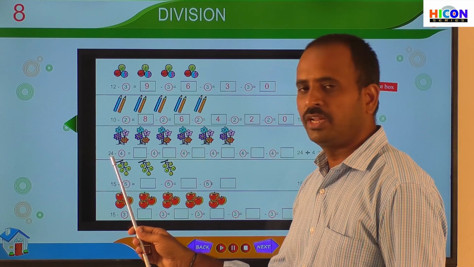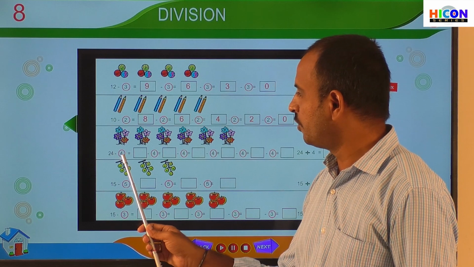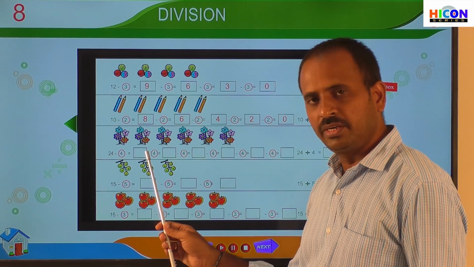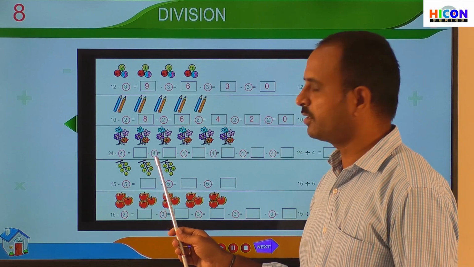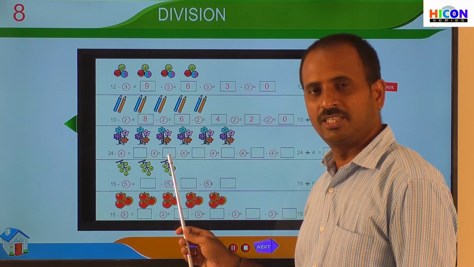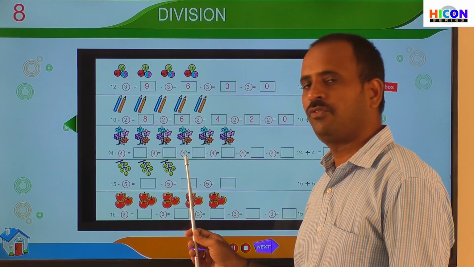Here, first we have 24 and we subtract 4. If you subtract 4 from 24, how much will you get? You will get 20. And again subtract 4. If you subtract 4 from 20, we will get 16. But 16 is not 0. That's why again subtract 4.